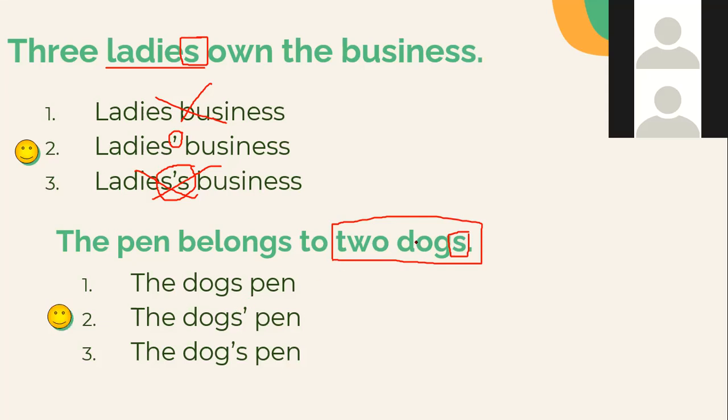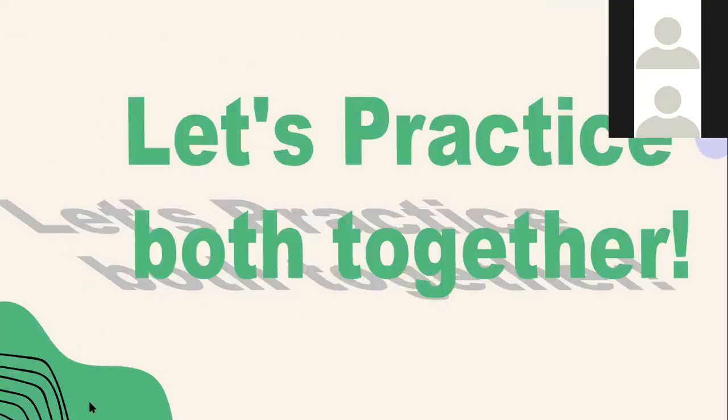Since dogs is already a plural noun with an S at the end, we just add an apostrophe to the plural noun. Okay, clear? Great.